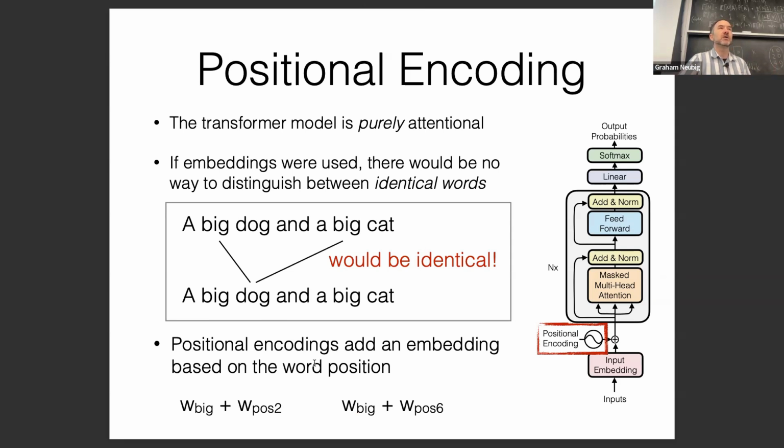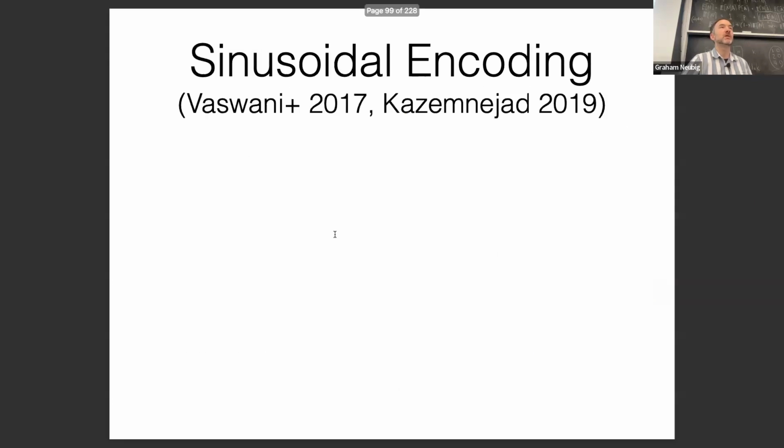Positional encodings add an embedding based on the word position. So if you look at this, you have big in position 2 and big in position 6. You would be adding these two things together, and because of this, the embedding of this big and the embedding of this big would become different. And so now you can distinguish between them.